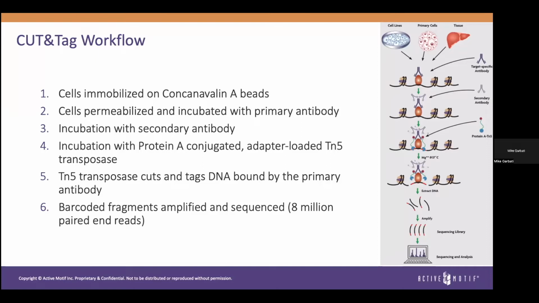The barcoded fragments are then amplified and sequenced to a read depth of 8 million paired end reads. Now let's look at some of the data from CUT&Tag compared to ChIP.